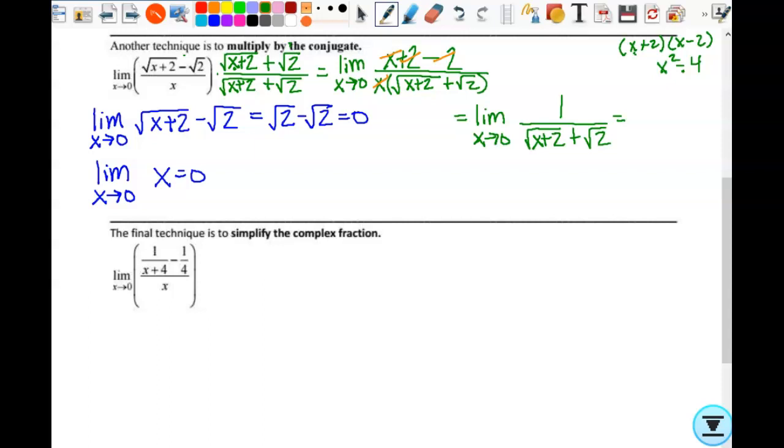So now when I substitute in 0, now that I'm substituting it in, that's when I drop my limit statement, right? Because our notation is important. And I get 1 over, 0 plus 2, that's going to be the square root of 2 plus the square root of 2.